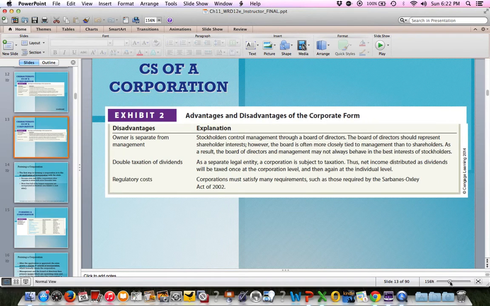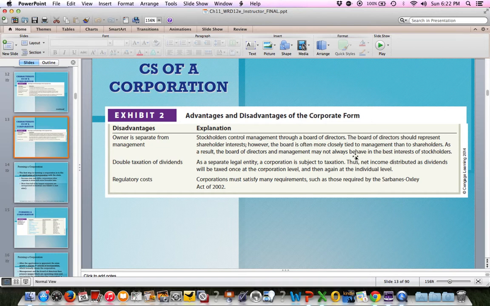Some other items to think about here are some disadvantages. The owner is separate from management. The stockholders control management through the board. The board should represent shareholder interests. However, quite often the board is more closely tied to management and management's interests rather than the shareholders' interests. So they don't always work with the same agenda. Let's put it that way.